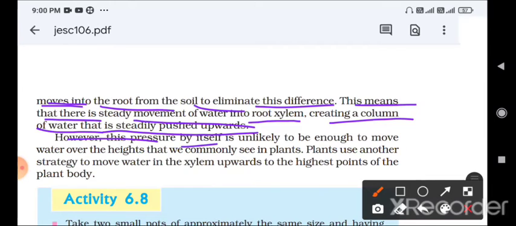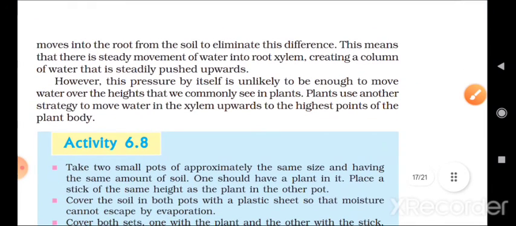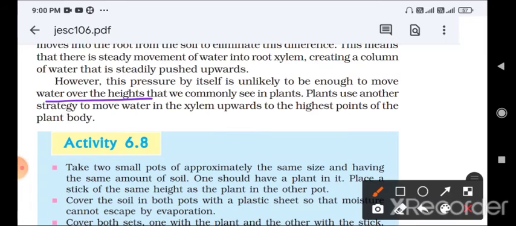However, this pressure by itself is unlikely to be enough to move water over the heights that we commonly see in plants. A plant uses another strategy to move water in the xylem upward to the highest points of the plant. This method of creating pressure by the difference of ion concentration works with very small plants. As plants become taller, they use another method, which is called transpiration.